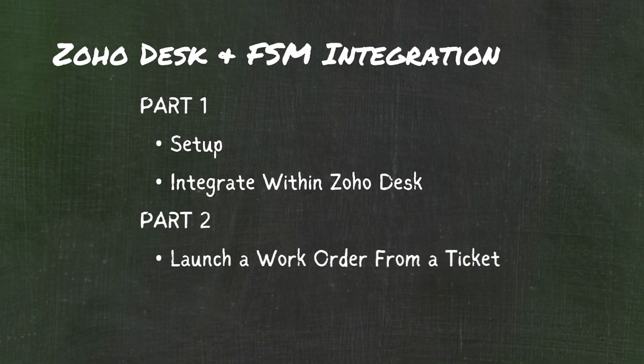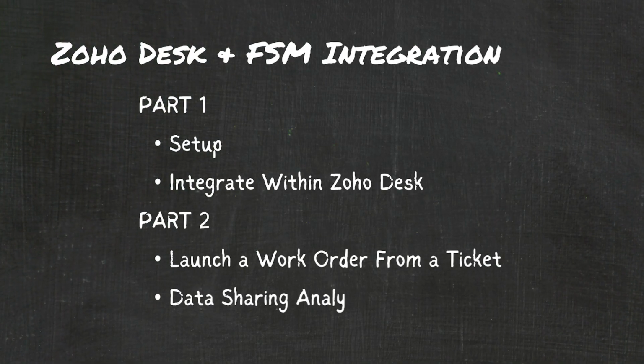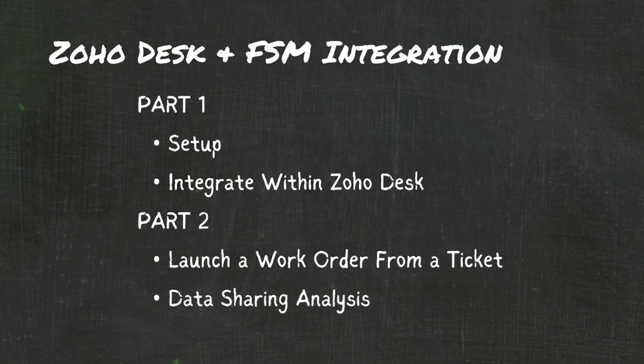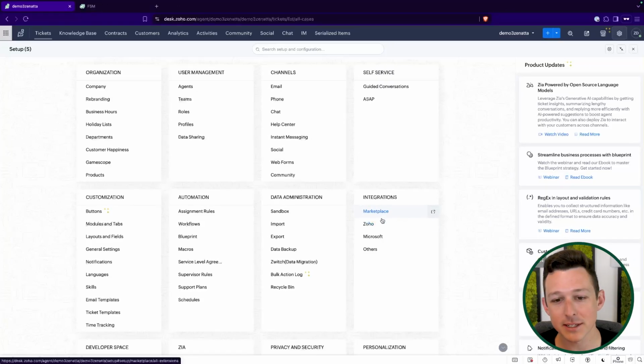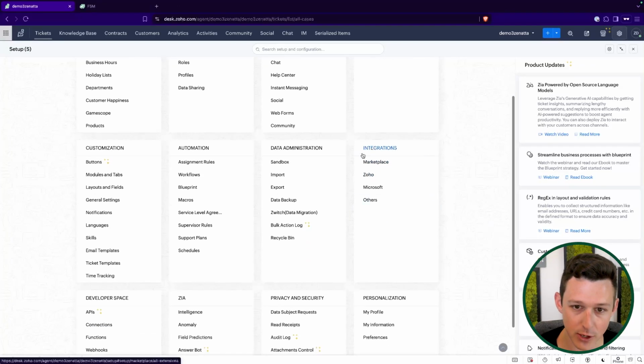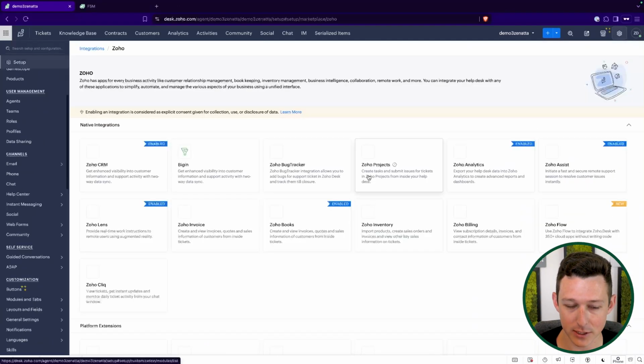So how can I launch a work order from a ticket? What type of data am I going to see flowing between those two applications? So with our stage set, let us jump on in. Alrighty, so I'm inside of Zoho Desk here, like I mentioned. We're going to go to the integrations tab and click on Zoho.